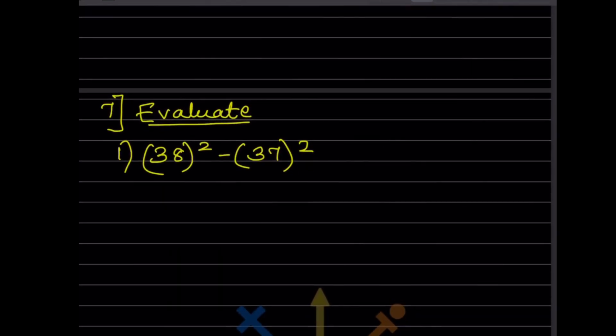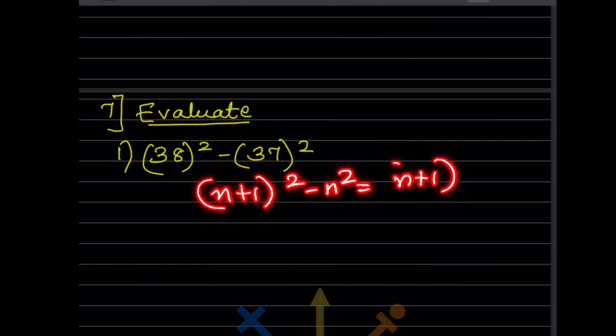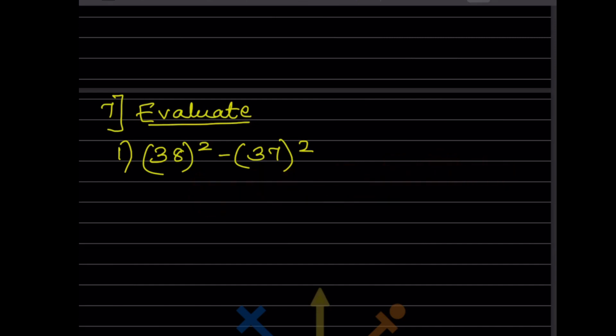So now here they have given evaluate 38 square minus 37 square. So here we have the one formula given in the properties, you can check over here. That is given as (n plus 1) whole square minus n square is n plus 1 plus n. So now what are you going to do here? We are not going to evaluate, means we are not going to multiply directly. We are going to use that formula. So what are you going to write here? First we'll write the formula. We have (n plus 1) whole square minus n square is n plus 1 plus n.